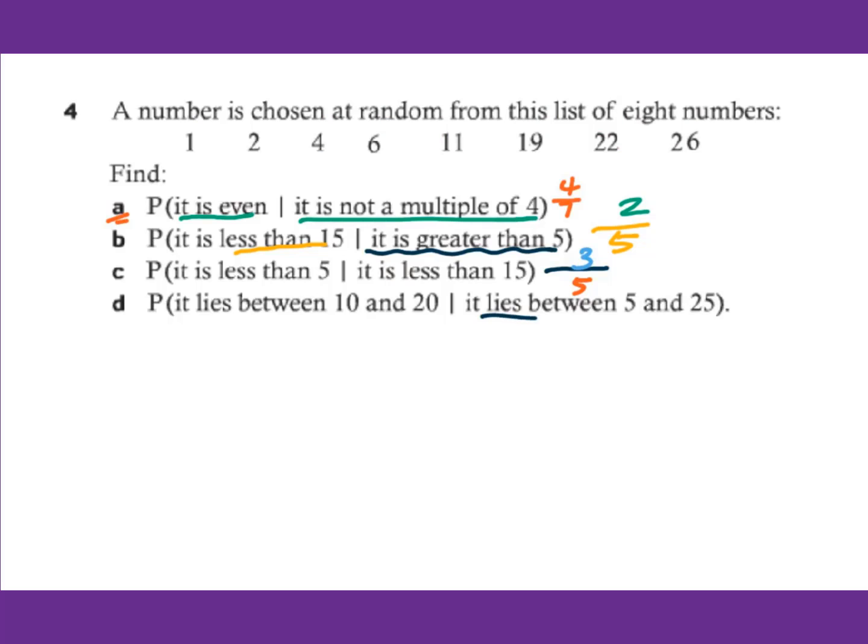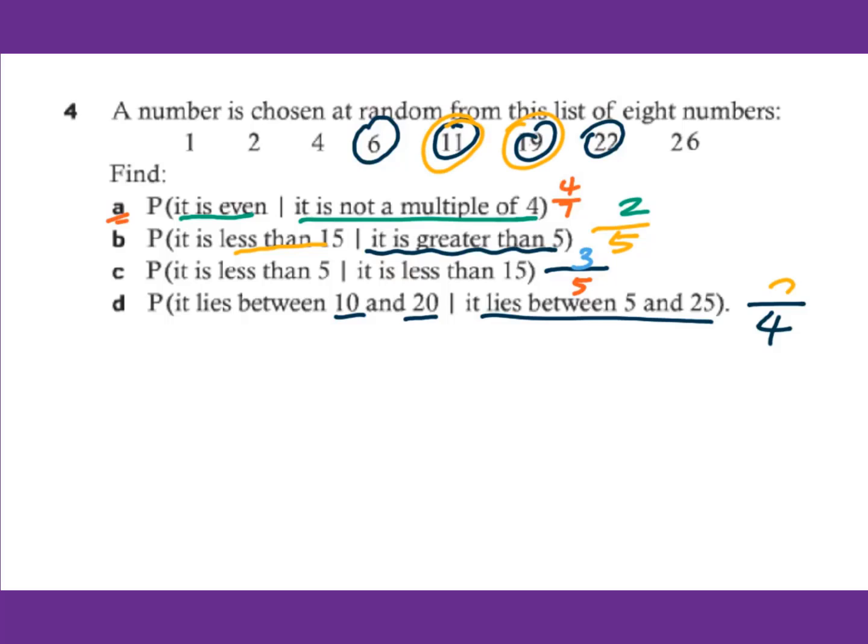It lies between 5 and 25. So 1, 2, 3, 4. Then it lies between 10 and 20. 10 and 20, it will be 1, 2. So 2 over 4 means 1 over 2.